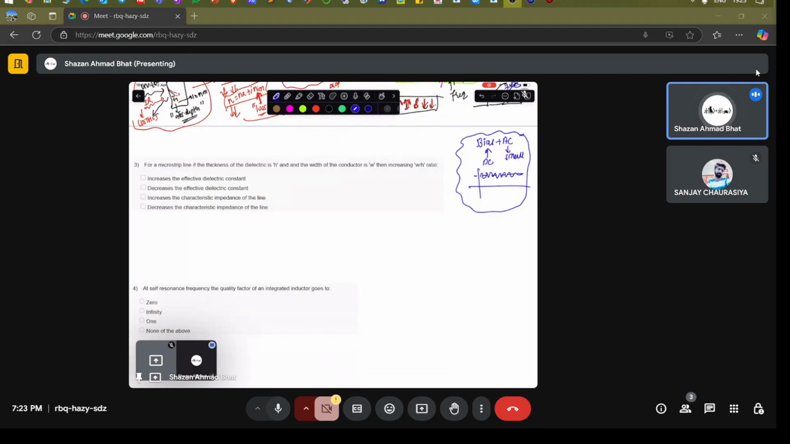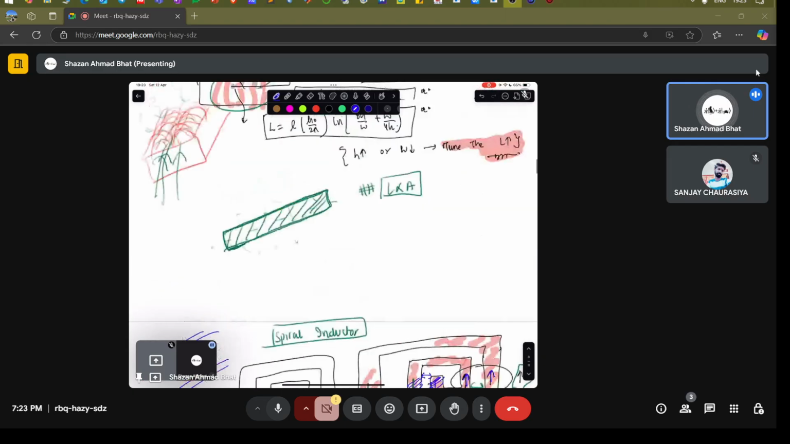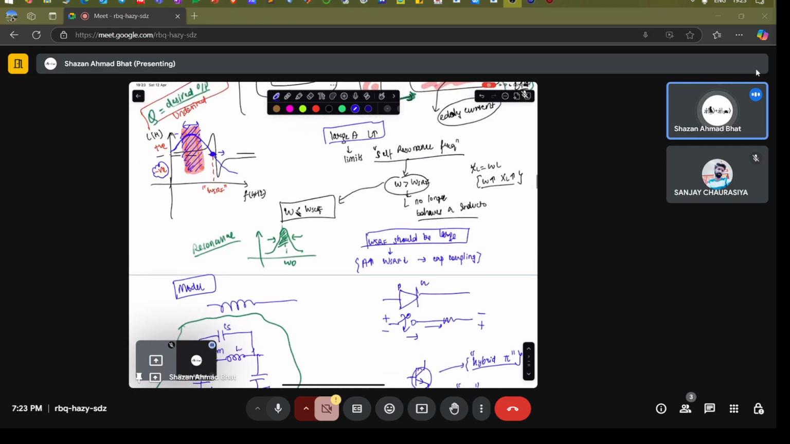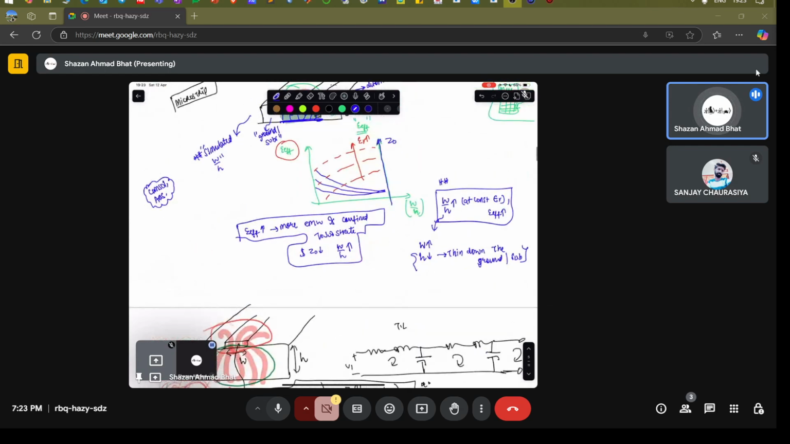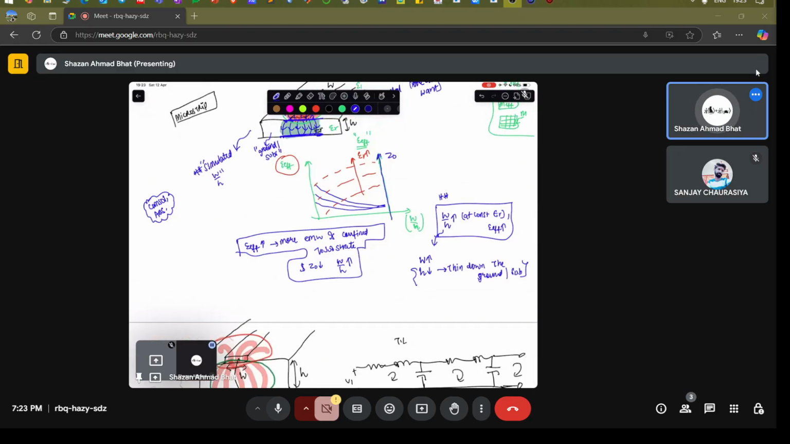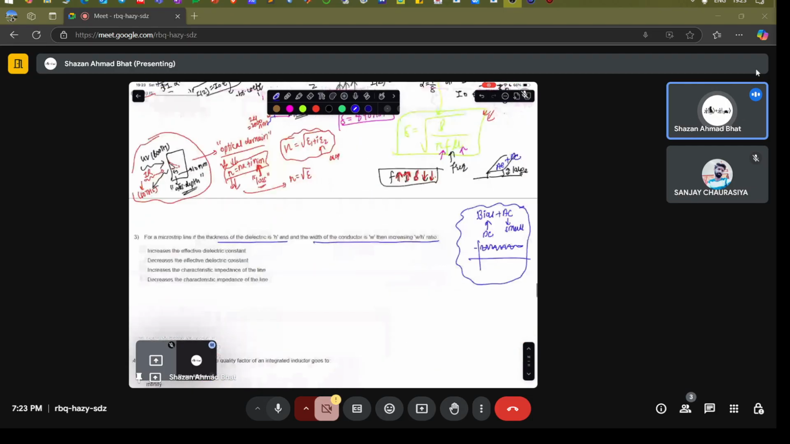Another one is for a microstrip line. If the thickness of the dielectric is H and the width of the conductor is W, then increasing the W by H ratio, that's what we talked about here, I guess. Yes. So if we increase the W by H ratio, the effective dielectric permittivity is going to increase, and what is going to happen? The characteristic impedance is going to reduce. That is the effect of increasing the W by H, and that's what I have discussed.